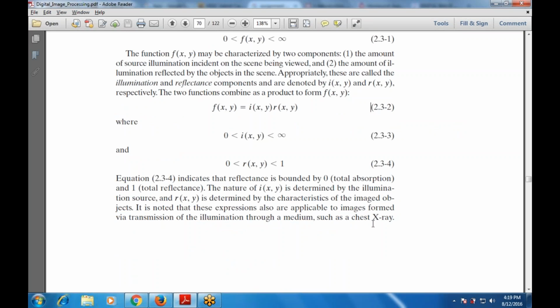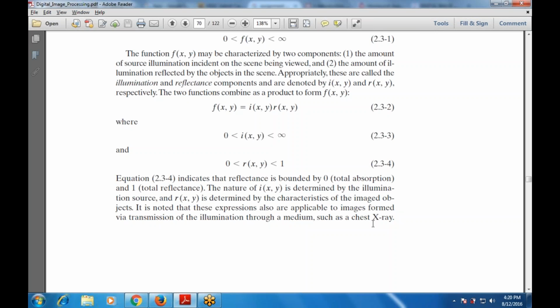Very correct. The illumination ranges from 0 to infinity. In the same way, when we talk about r, the reflectance begins with 0 and ends with 1. So i has a range from 0 to infinity and r has a range from 0 to 1. These are the two parts: one is the illumination, one is the reflectance, that is i(x,y) and r(x,y).